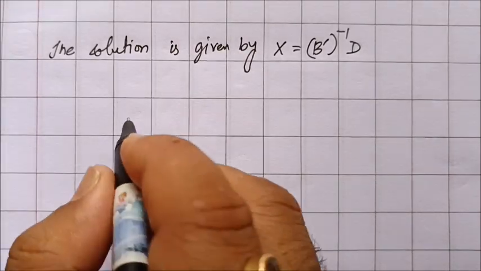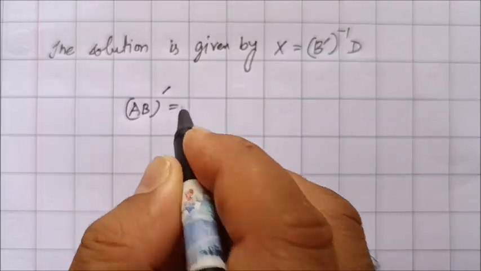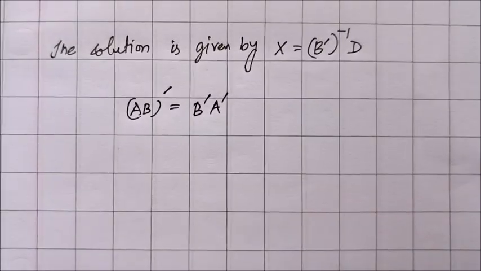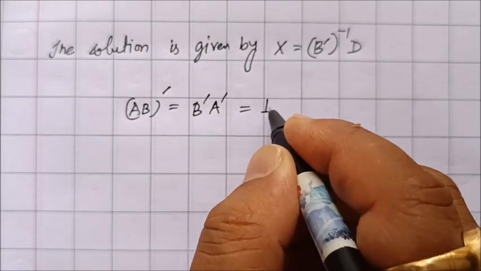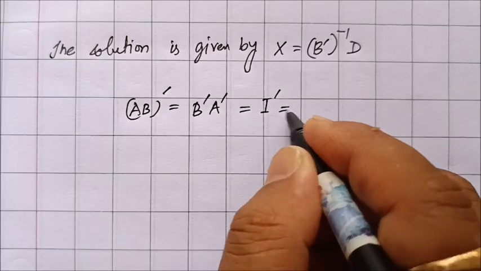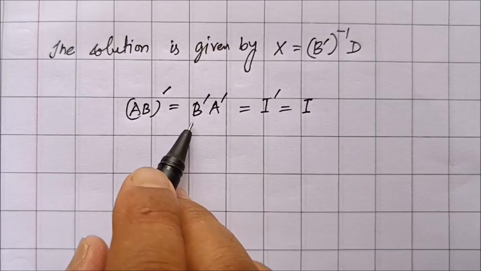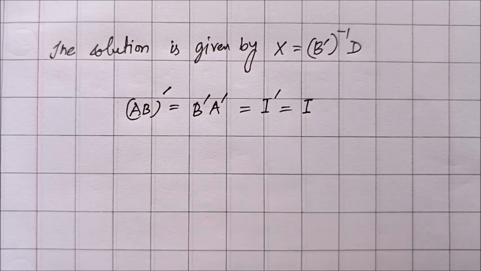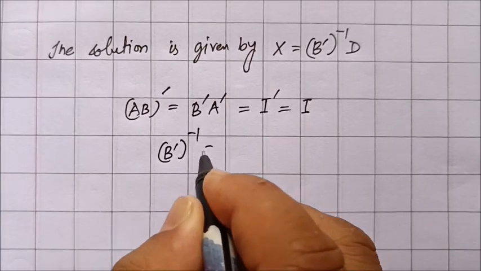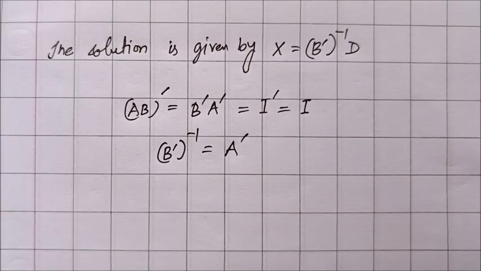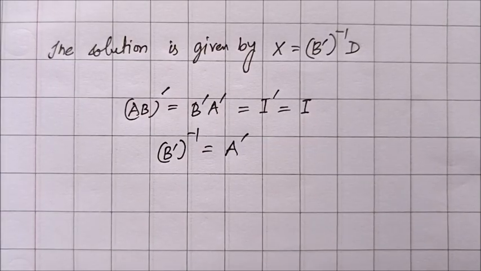So we have to use a property of transpose. We know that AB transpose equal to B transpose A transpose, and this is equal to I transpose, and transpose of I is I only. So that means B transpose and A transpose are also inverses of each other. So we can write down B transpose inverse is equal to A transpose. So in this case, to find B transpose inverse, we don't have to use the formula 1 by determinant of A into adjoint of A. That formula need not be used.